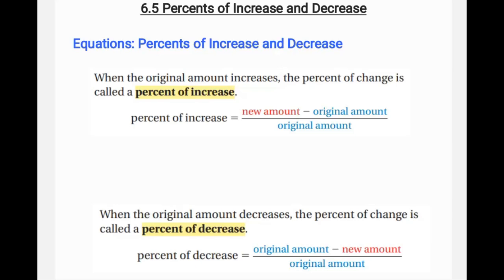On the second one, for the percent of decrease, the equation for that is original amount minus the new amount, all divided by the original amount. And usually you put the original amount there because if you don't, you'll have a negative number because we're decreasing. Now, if you don't mind about that, just remember to keep it as a positive number instead.